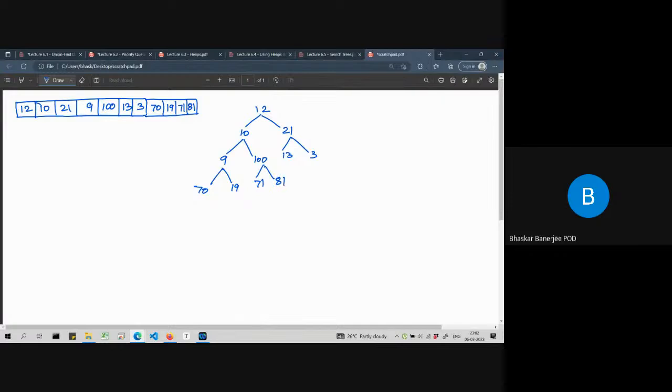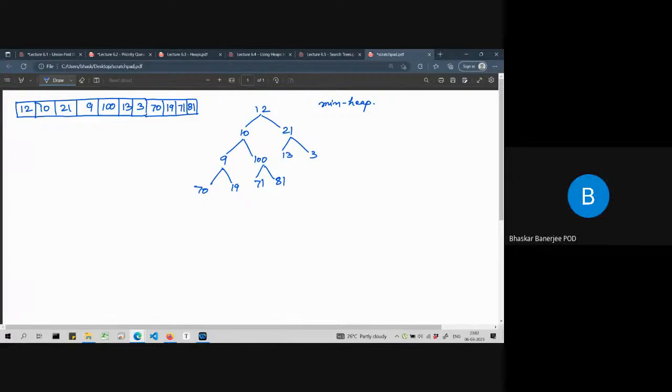Okay, nice. My motive is to make it into a min heap. So is it a min heap? No, not a min heap. So how to make it into a min heap? That's the next question.